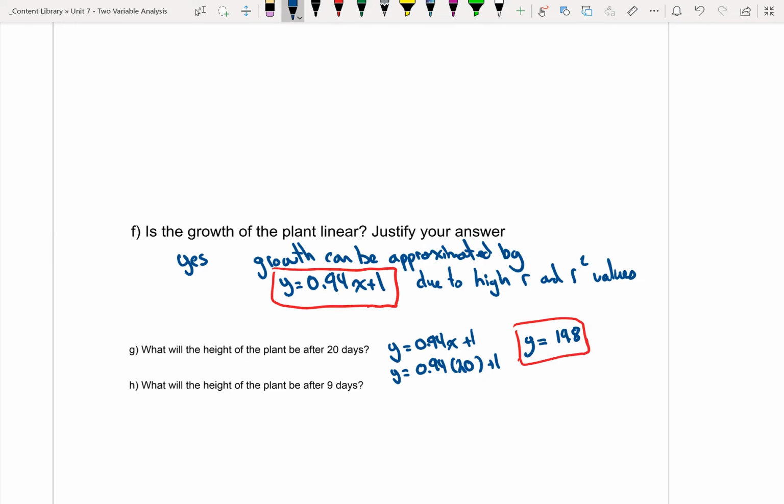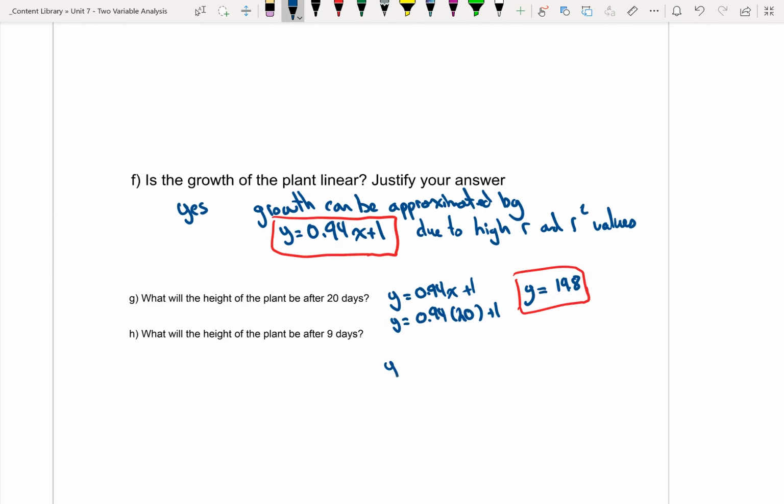after 20 days. And then you can do the same thing for 9 days, whether you look at the graph or you use the actual equation, y equals 0.94x plus 1, so y equals 0.94 times 9 plus 1. So basically you're just substituting in the number of days for x and solving for y. So 0.94 times 9 plus 1, I get 9.46. So you could say, therefore, the height of the plant after 9 days will be 9.46 centimeters.